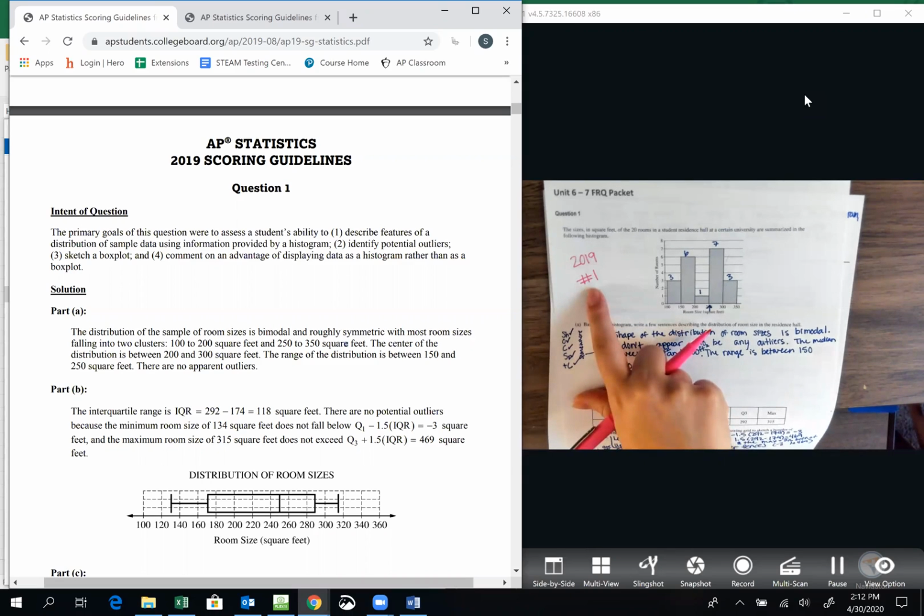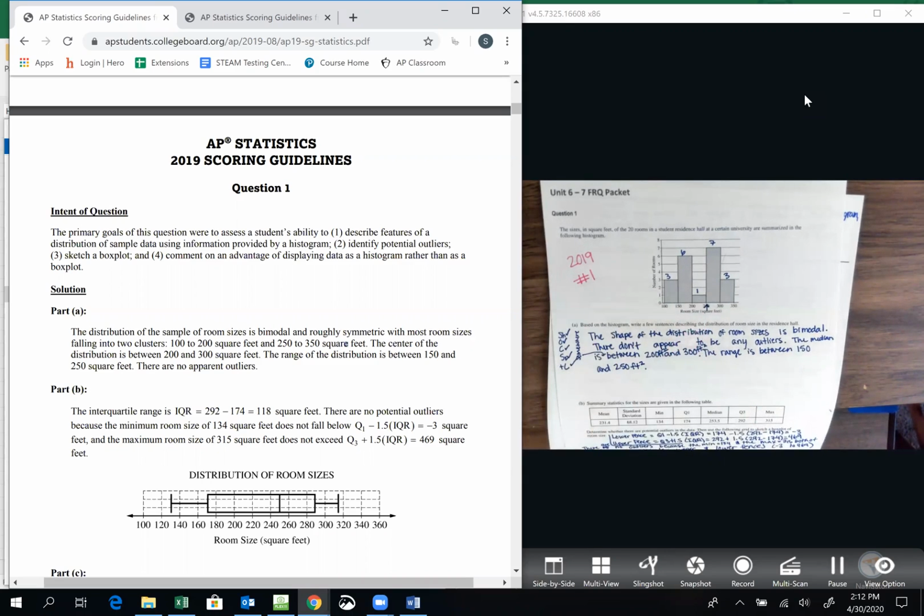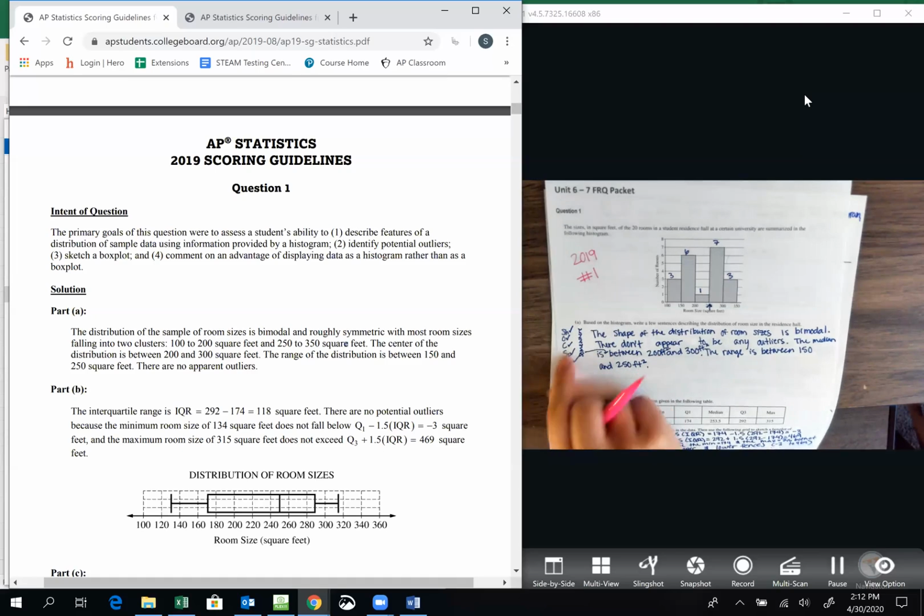This first question is from 2019, question number 1. So Google AP Statistics 2019 Scoring Guideline, question 1, if you want to look at the scoring guideline. Based on the histogram, write a few short sentences describing the distribution of room sizes in the resident hall. So we should be using SOCS here.